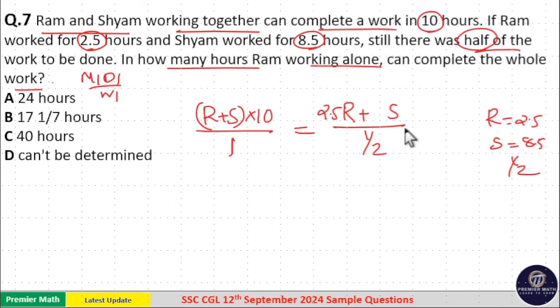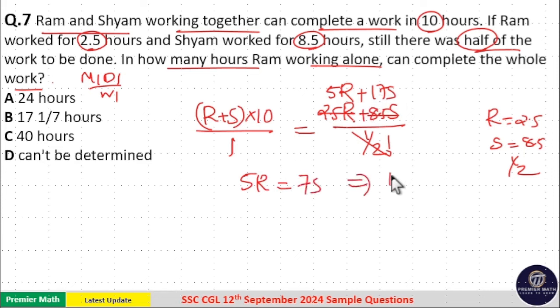Now, if you multiply half with the numerator, that is, this 1 by 2 will become 2 in the numerator. So 2 into 2.5 is equal to 5R and 2 into 8.5 is equal to 17S. Now this is 1 unit. That is 5R plus 17S is equal to 1 unit. Now if you equate this, 10R minus 5R is equal to 5R, which is equal to 17S minus 10S, which is 7S. That is, here R by S efficiency is equal to 7 by 5.